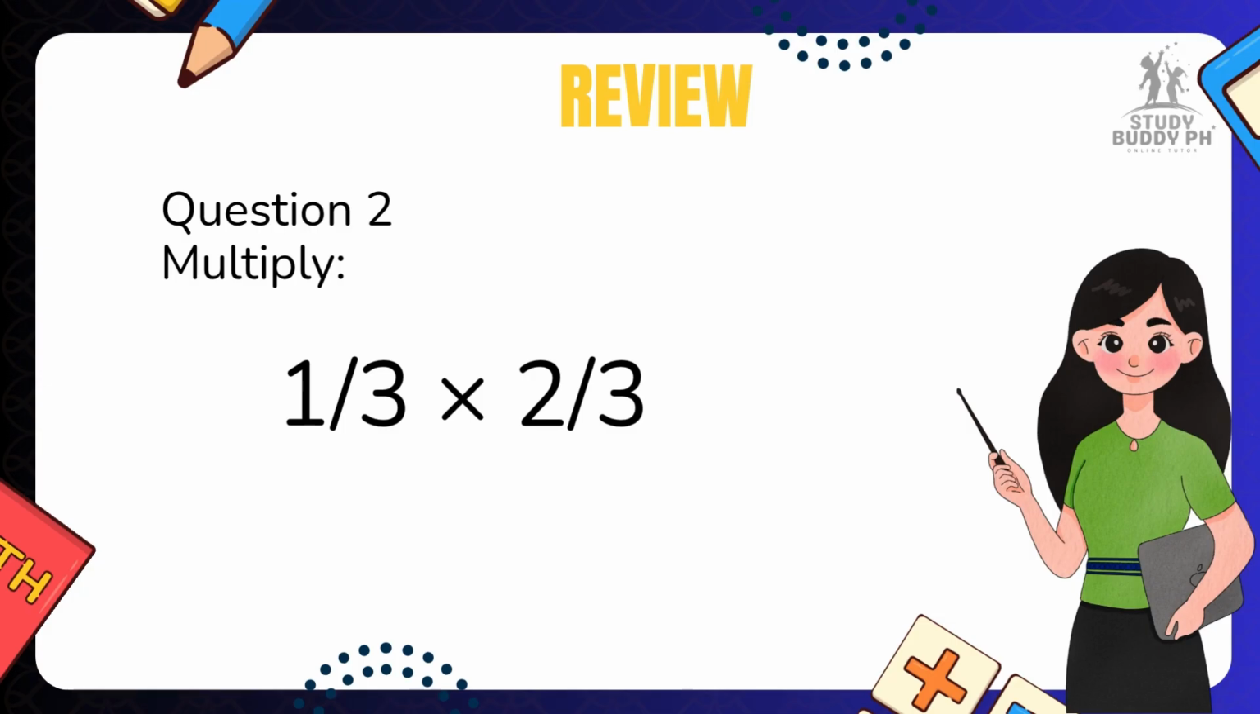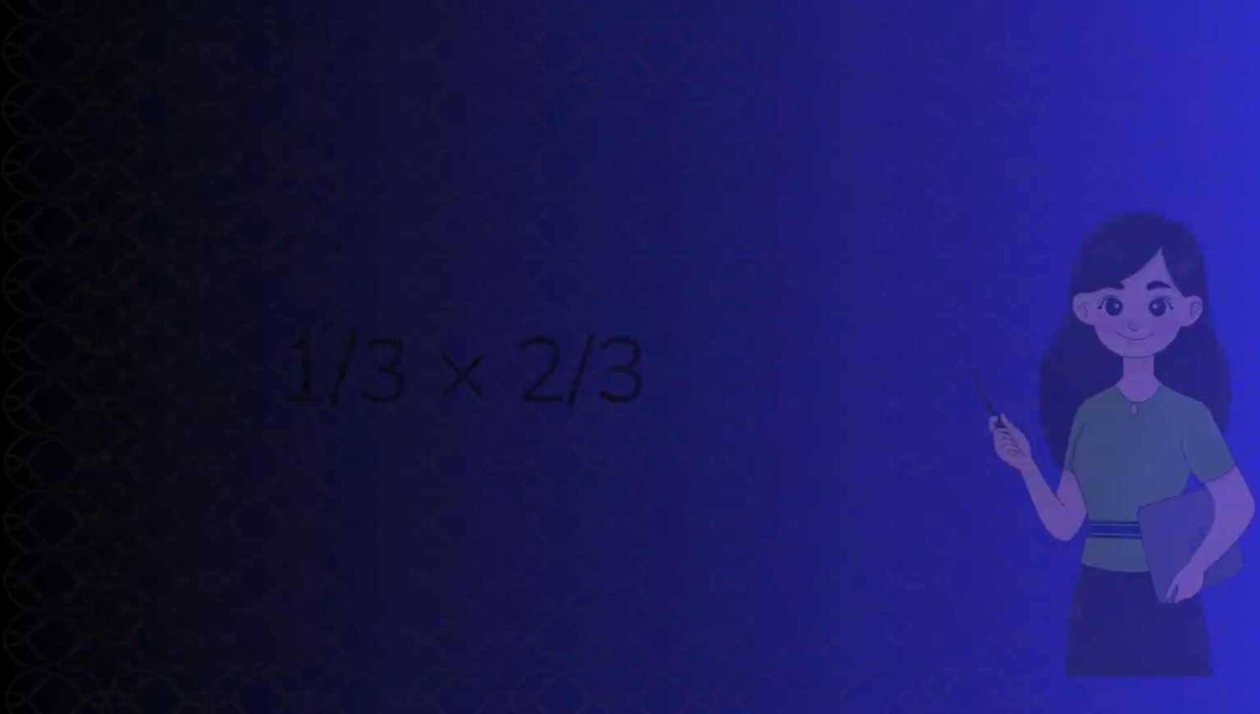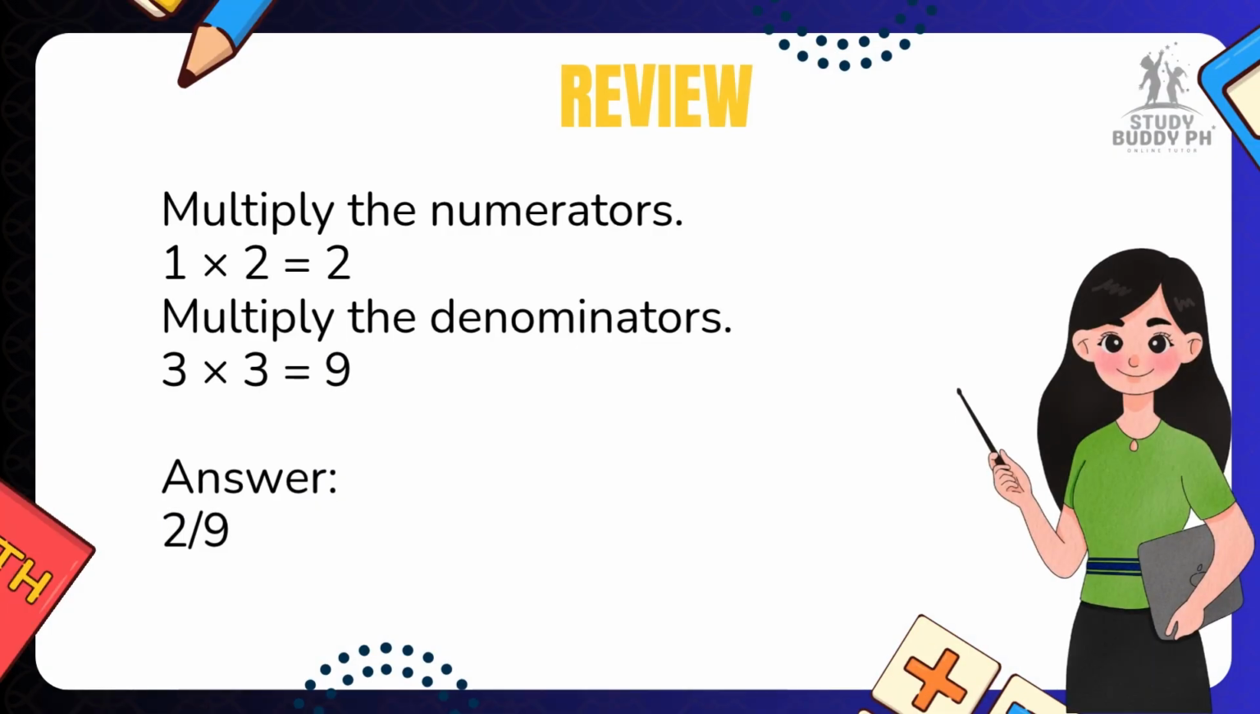Question 2. Multiply 1/3 times 2/3. Multiply the numerators. 1 times 2 equals 2. Multiply the denominators. 3 times 3 equals 9. Answer, 2/9. Easy, right? Remember these skills because we'll use them throughout today's lesson.